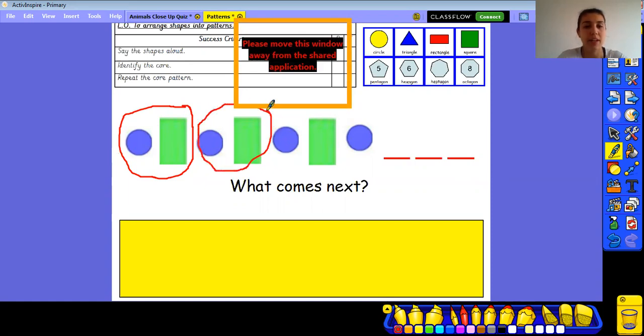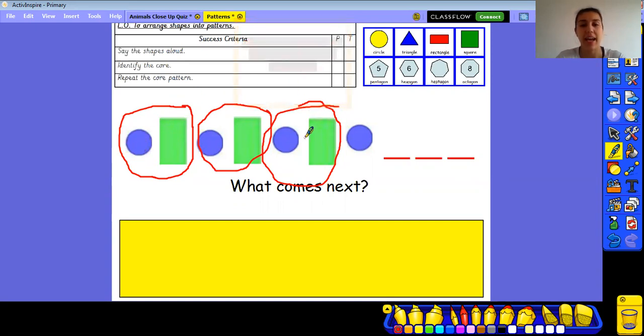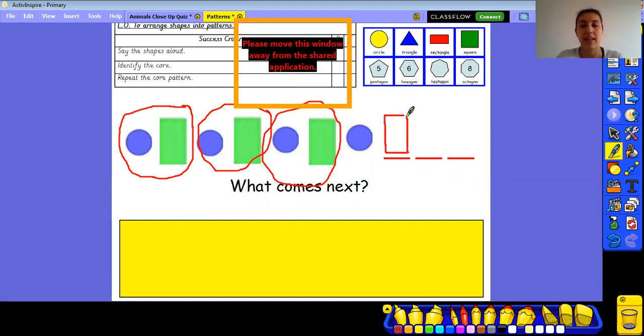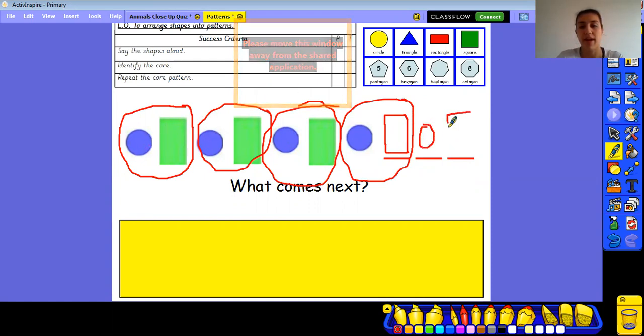Circle, rectangle. Does that match? Perfect. Circle, rectangle. There we go. Does that match? Perfect. So my core is circle, rectangle, because this core here is being repeated again and again and again. So circle, rectangle, circle, rectangle, circle, rectangle, circle. What comes after the circle? Hopefully you said rectangle. So then I would draw my rectangle in, and then I know that that's another repetition of my core. And then I've got two more left. Well, then that just means that my core starts again and I go circle, rectangle.